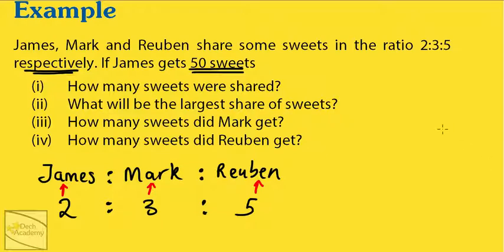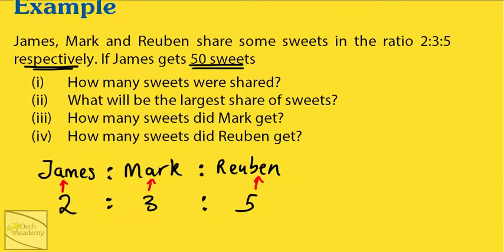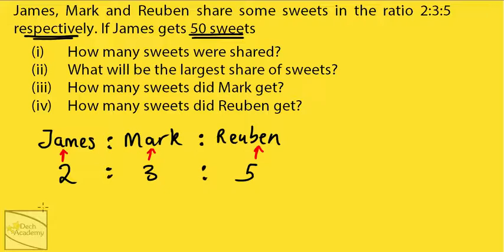So let's start with question 1. How many sweets were shared? Now, we're told that James gets 50 sweets. Now, let's write an equation just to reflect what we're told. If you wanted to find out how many sweets James got, you say, well, 2 divided by 2 plus 3 plus 5 times the total number of sweets, which you don't know, so I'm going to call that T. And you're going to say that's equal to the number of sweets that James will get.